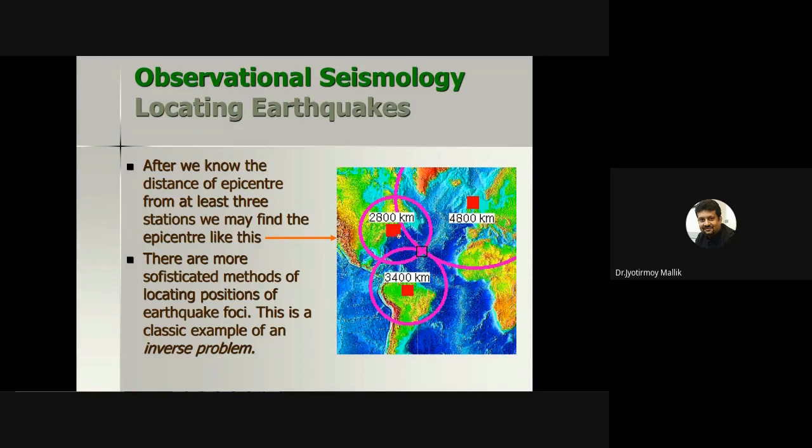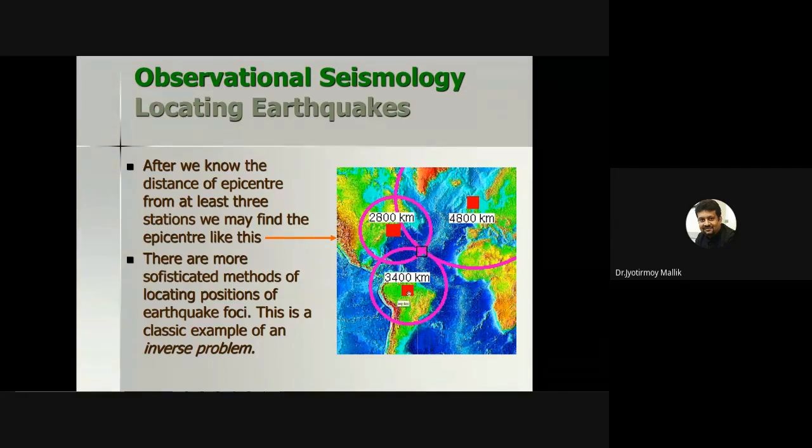So you can say, with the arrival time of the P wave and using the standard velocity of the P wave, you know how far it has traveled. The distance of the epicenter might be from this seismometer at a radius of 2,800 kilometers. So I draw a circle. Maybe from this particular seismometer, it is at a radius of 4,800 kilometers.